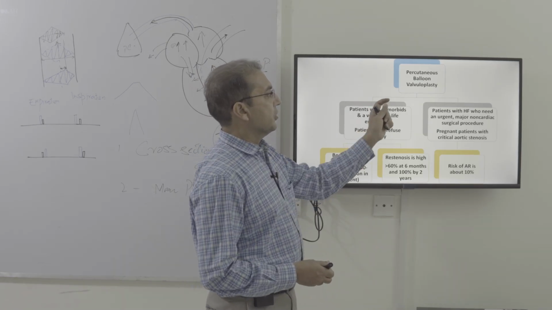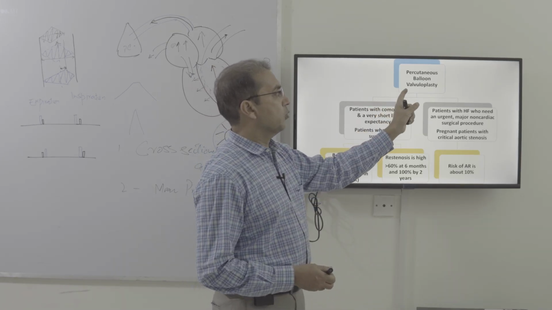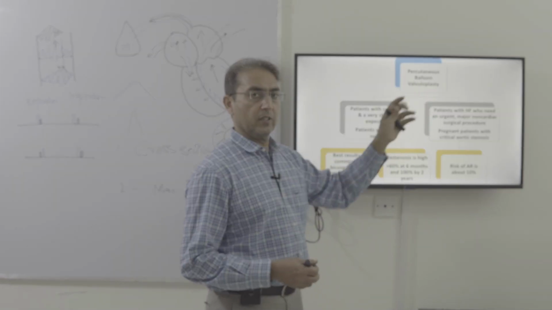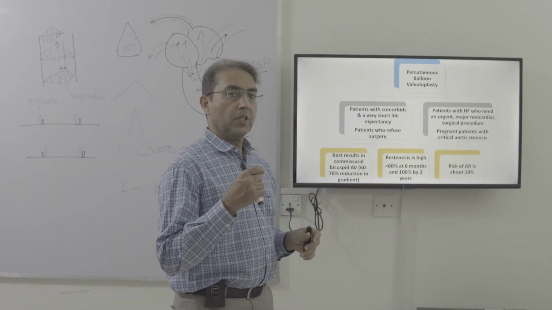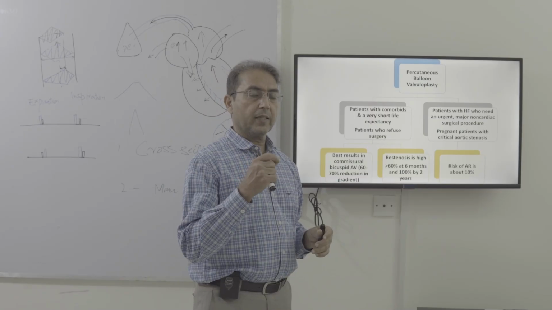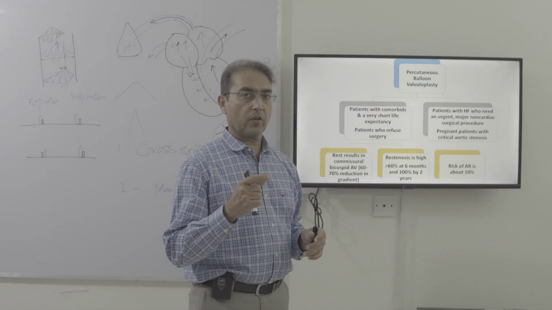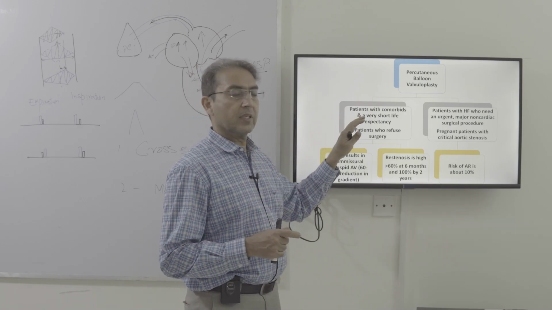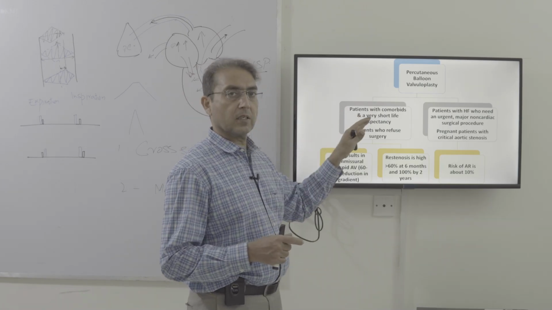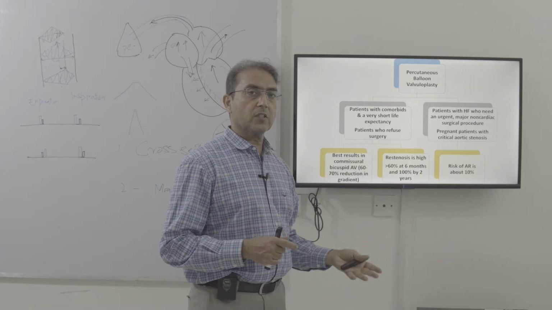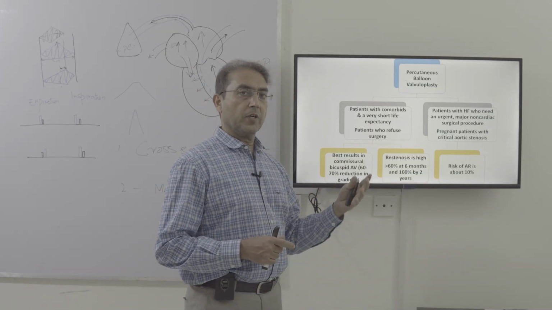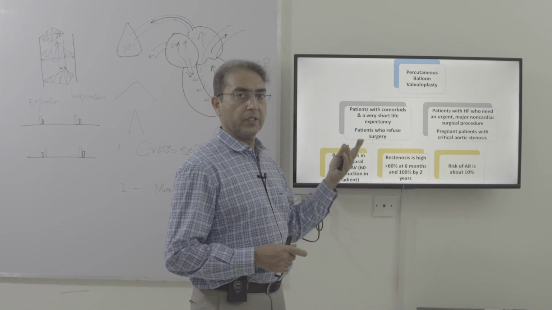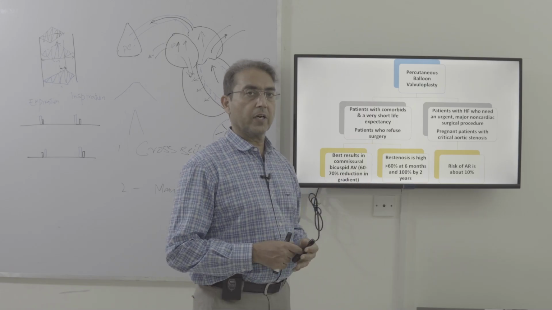Then surgical treatment. One is percutaneous balloon valvuloplasty. We put in a balloon through the arteries into the aorta, and then we can dilate this aortic valve with the balloon. So this is not a definitive treatment. This is usually done in certain circumstances. Now, what are the patients we go for balloon dilatation? Patients who refuse surgery, we can go for balloon dilatation.